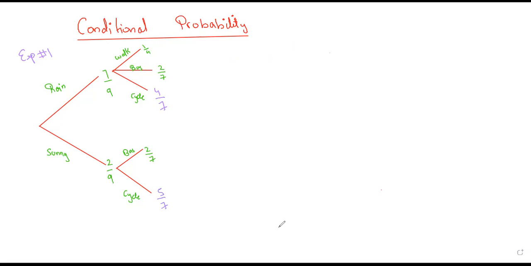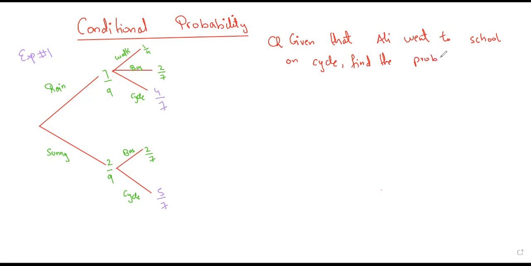So the wordings are something of this type: given that Ali went to school on cycle, find the probability that it was a sunny day.